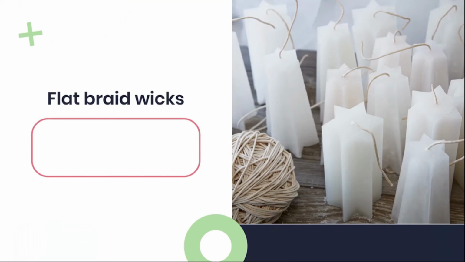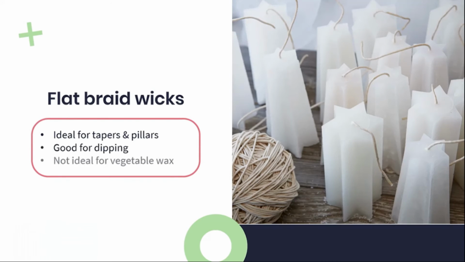The flat braid wicks are generally accepted to be ideal for use in tapers and pillar candles, as well as other molded candles. They hold very well for being dipped and used by candle making machines and have a good longevity. Since softer waxes like our vegetable waxes aren't generally used for dipping methods, this wick would then be ideally suited to paraffin wax candles.